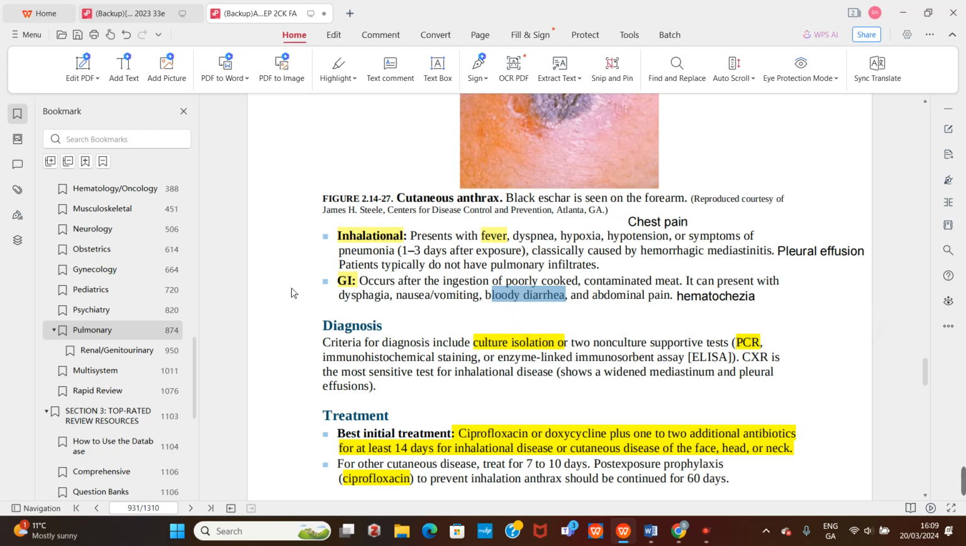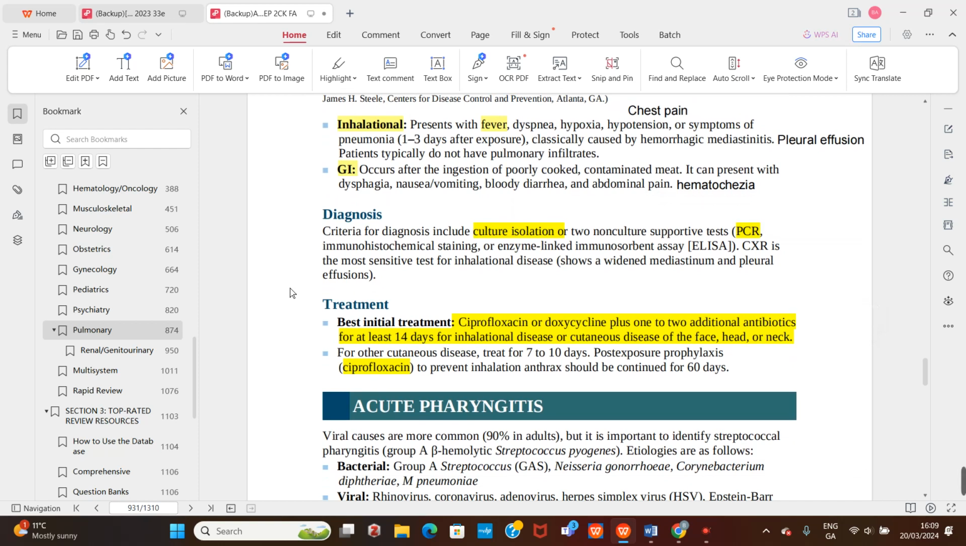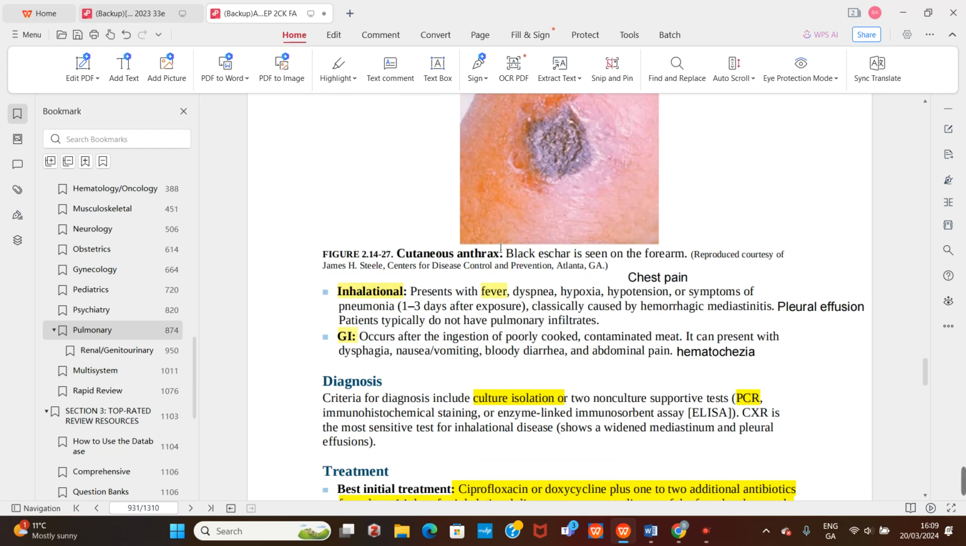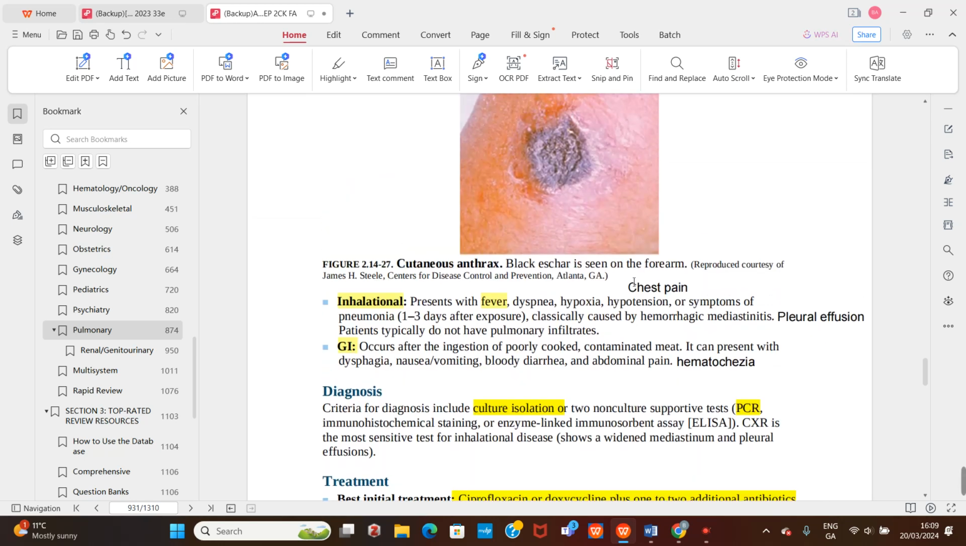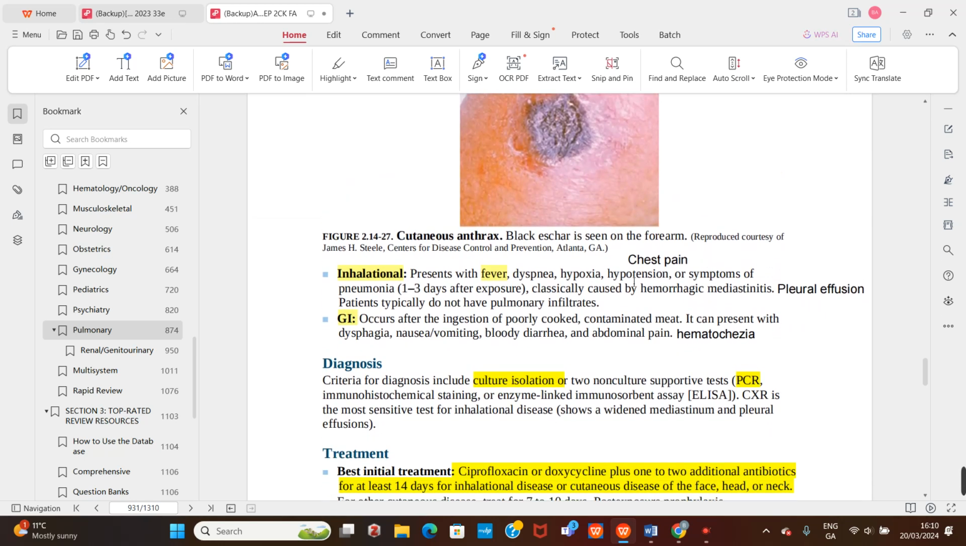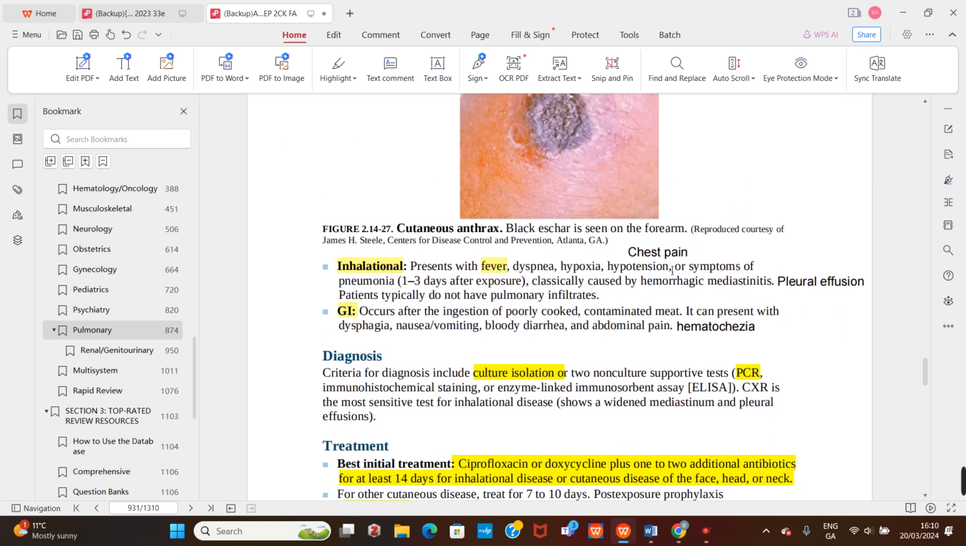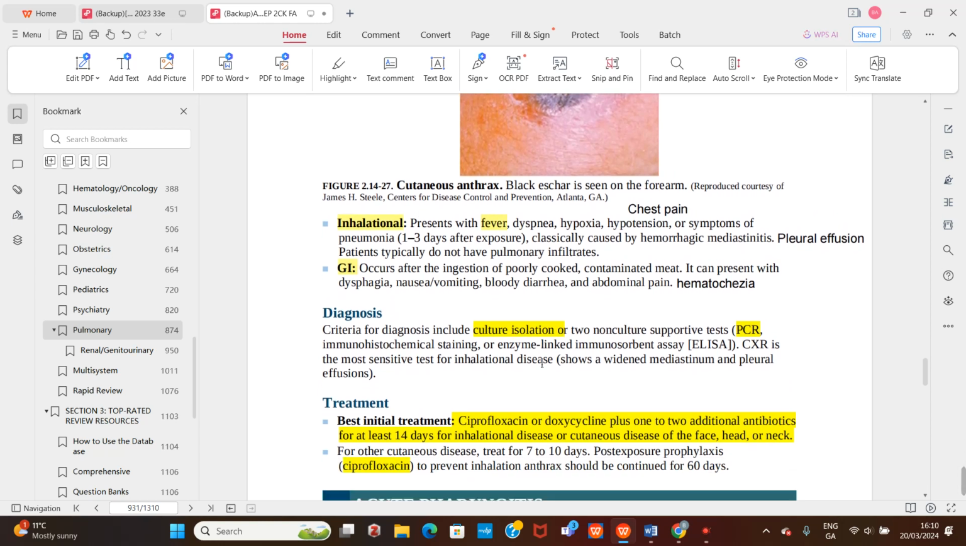So how do you make your diagnosis for anthrax? You want to do a culture isolation. You want to take a swab from the skin. You want to take respiratory secretions, or you want to obtain a rectal swab or oral swabs for the GI one, and you want to culture. And we remember from our Step 1 what we are going to see.